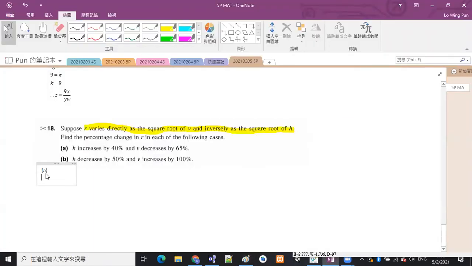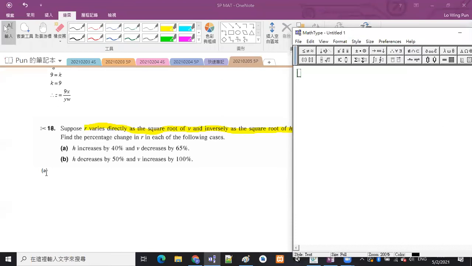So part A, we do the let sentence first. Let R to be the subject. And this time we have two parts. We have inverse variation, right? So we need a fraction with k on the top. R varies directly as the square roots of V.